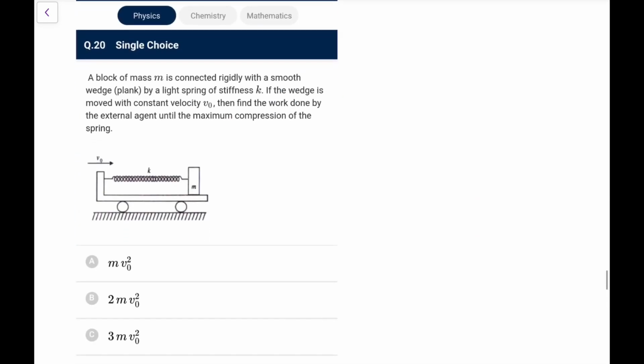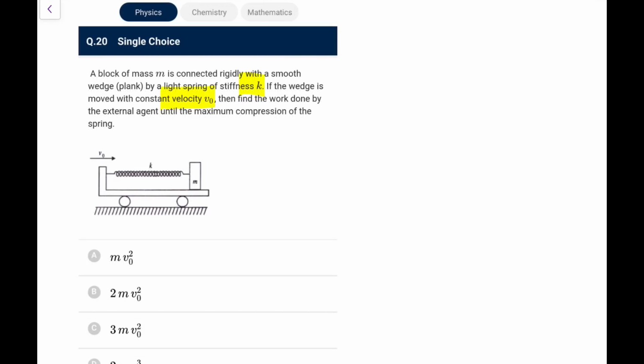Next, go for the last straight objective, 20th. A block of mass M is connected rigidly with a smooth wedge by a light spring of stiffness K. The wedge is moved with constant velocity V0. Find the work done by the external agent until the maximum compression. Now you remember the maximum compression will be when the block comes to rest with respect to the cart, so that means the velocity of the block becomes V0.